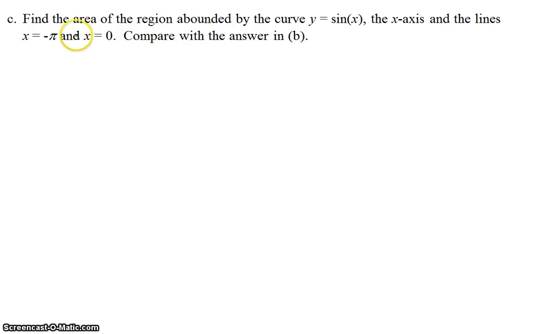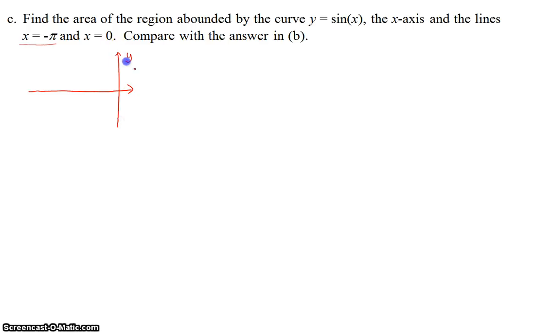Part 3 is very similar to part 2. The big difference being that now, instead of x equals pi, we have x is equal to negative pi. So, let's look at what the graph would look like.